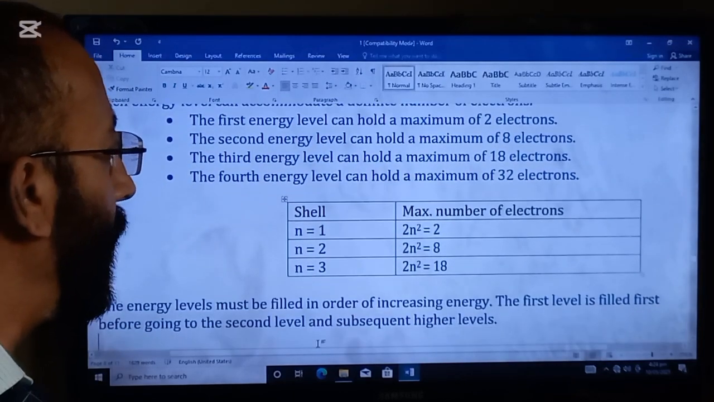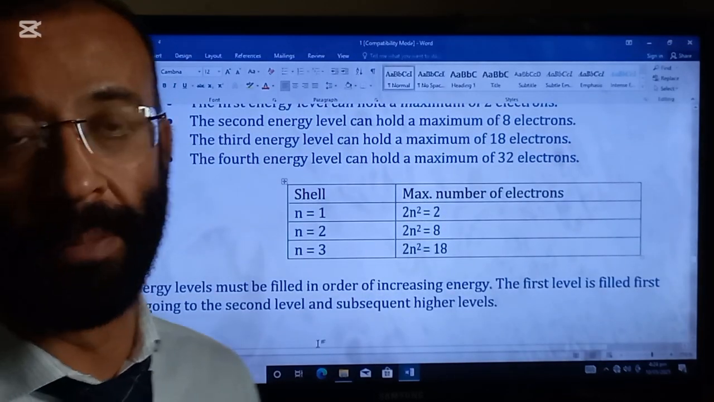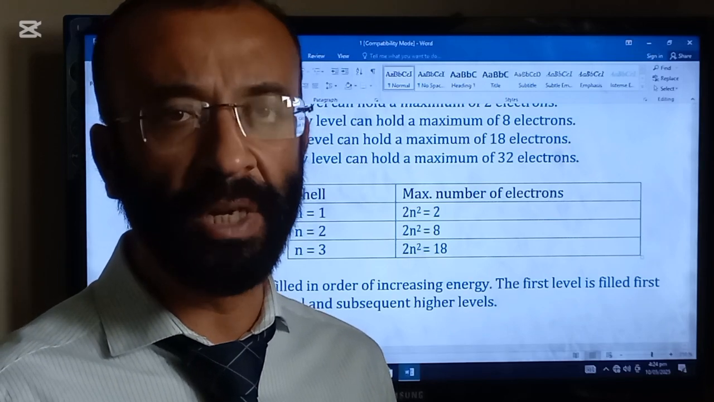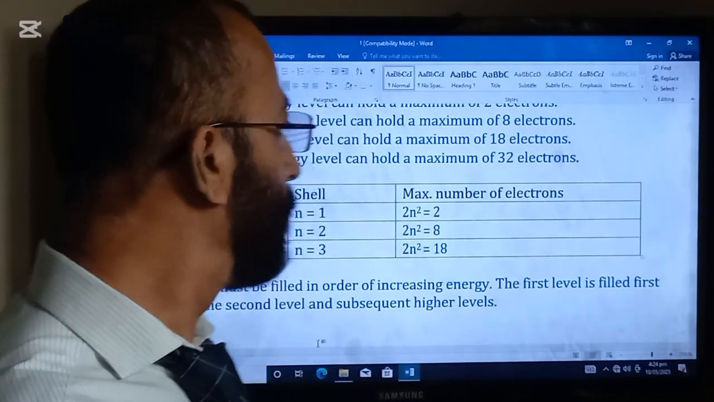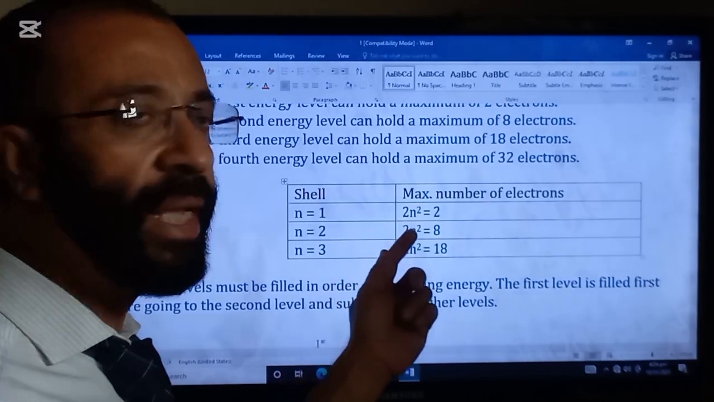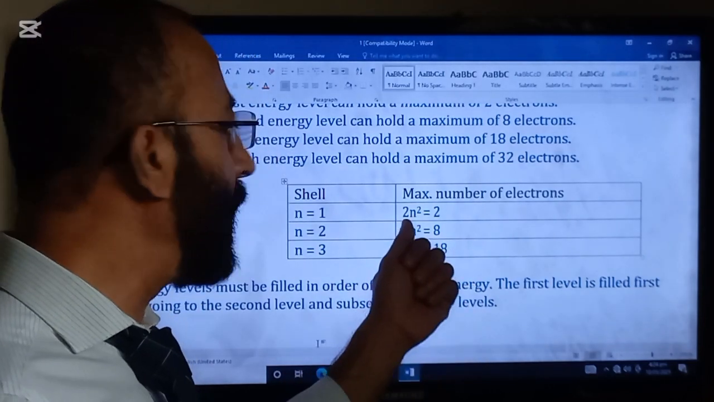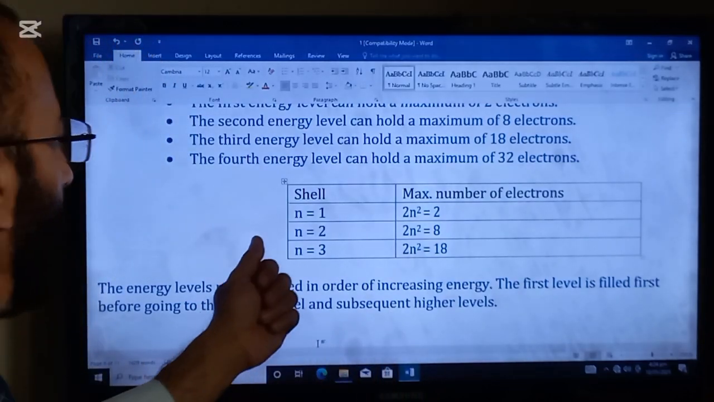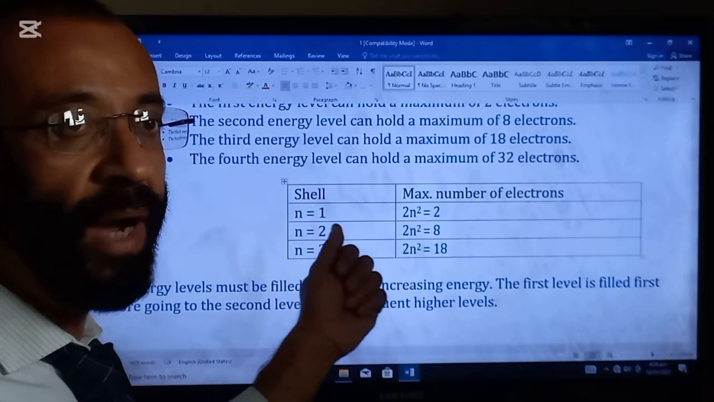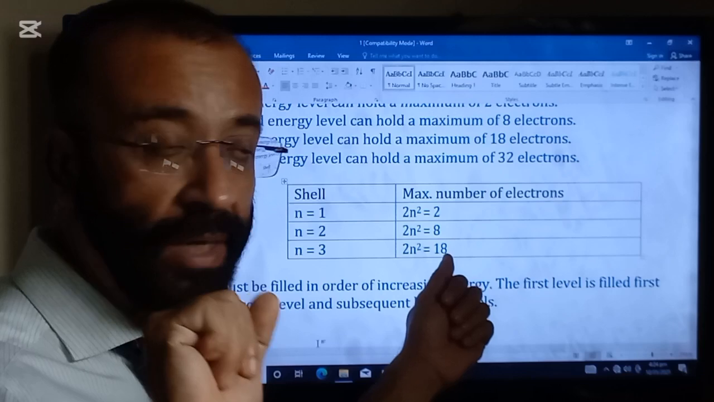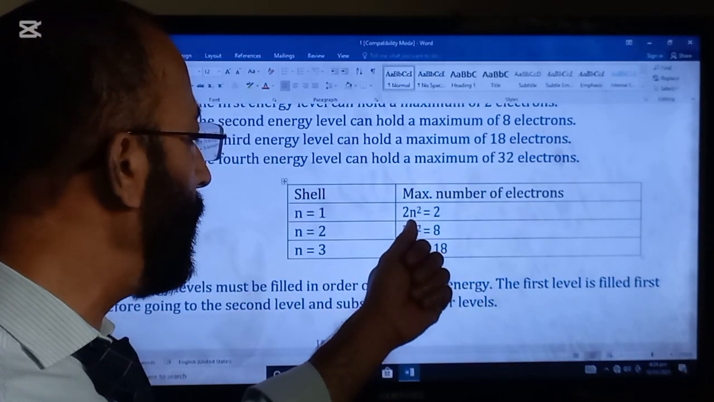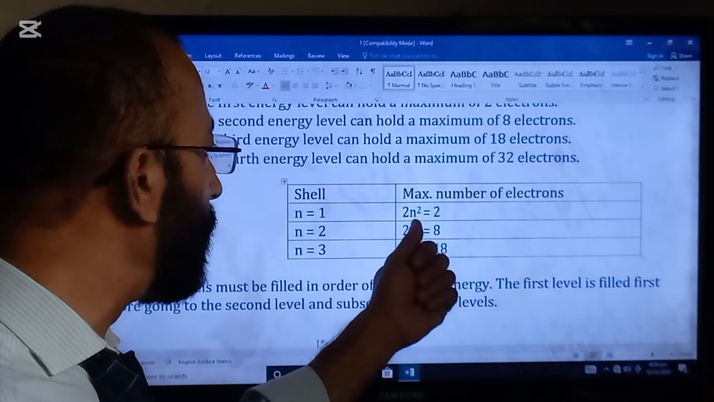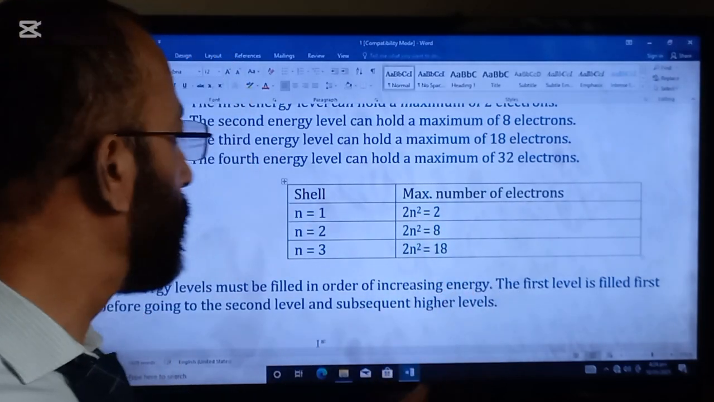And now I'm giving you a simple formula to find how many electrons can be accommodated in each shell. The formula is 2n², where n stands for the number of the shell. So if we are going to find the number of electrons in the first shell, we will place 1 in place of n. So 2 into 1 squared will be equal to 2.